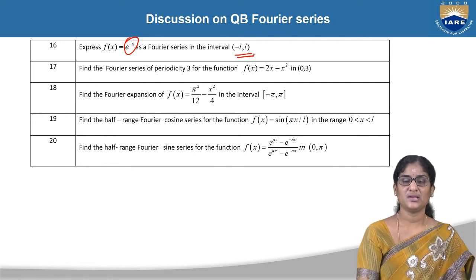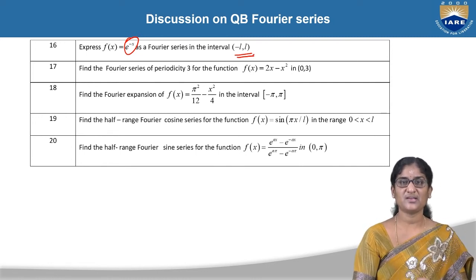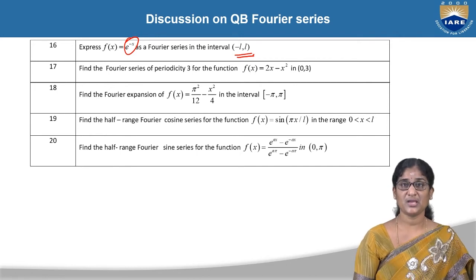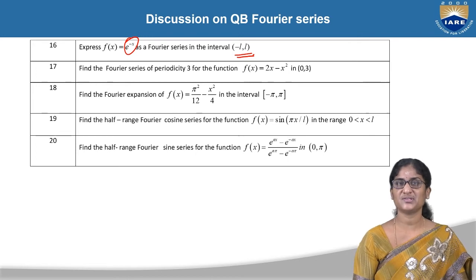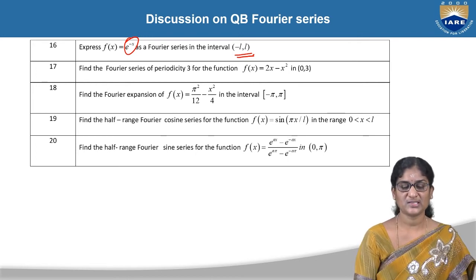Same as we have done in the previous case, we have found three Fourier coefficients a0, an and bn. Here also we need to find out all the three Fourier coefficients and substitute in the Fourier expansion.